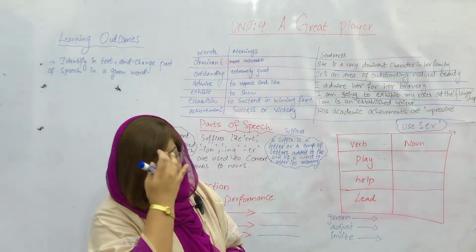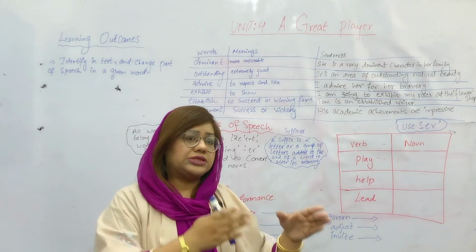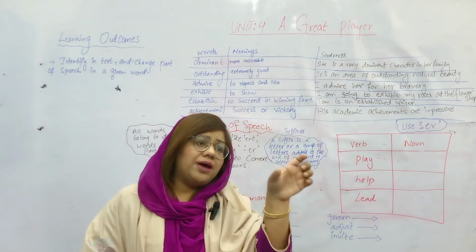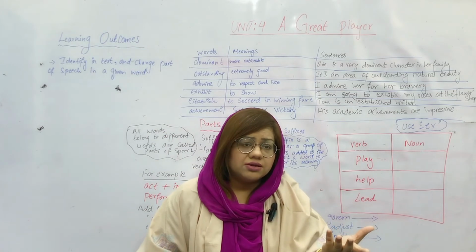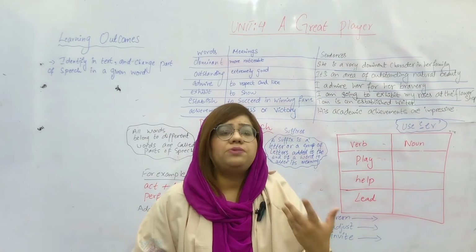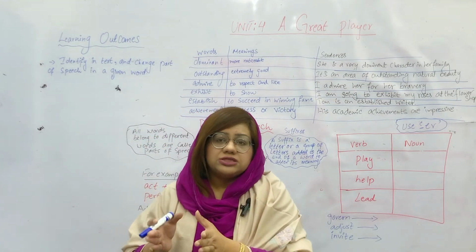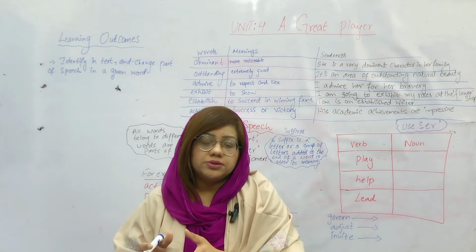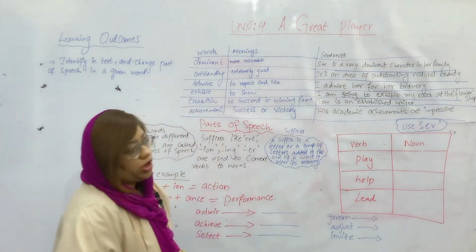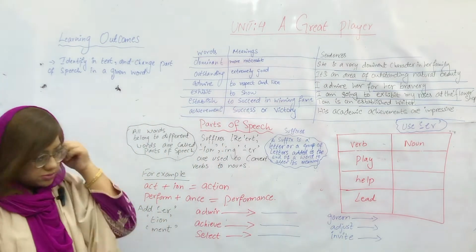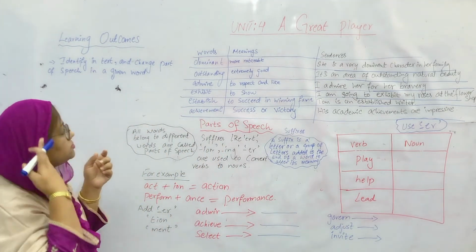Now, for example, Saima is swimming. So Saima is a noun, the name of anything: name of a person, name of a place, name of a thing. That is called a noun. And swimming is part of his verb. So let's move on to the topic, that is today's lesson.